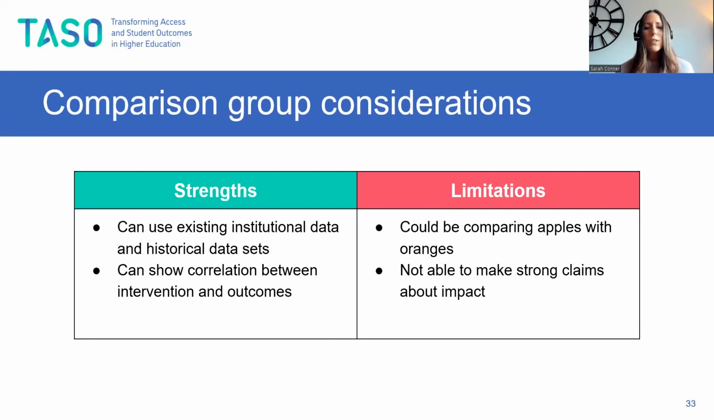But the limitations are that you could be comparing really, really different groups of pupils. So you could be comparing apples with oranges. And because of that, it's difficult to make strong claims about impact. So you can only show that sort of association. You still don't know for definite that it was the intervention that caused the improvement in outcomes.